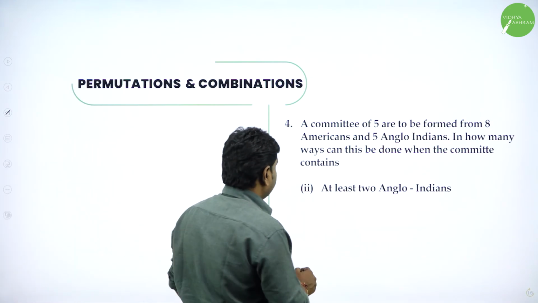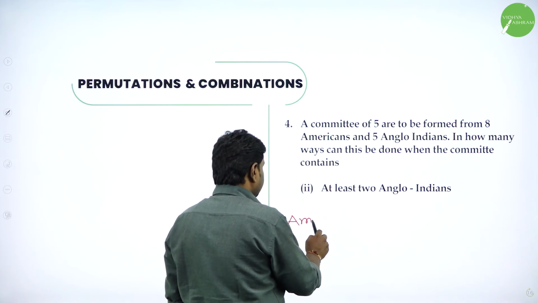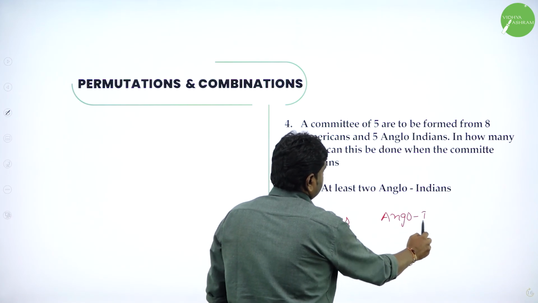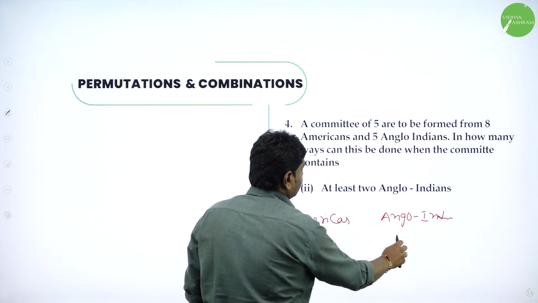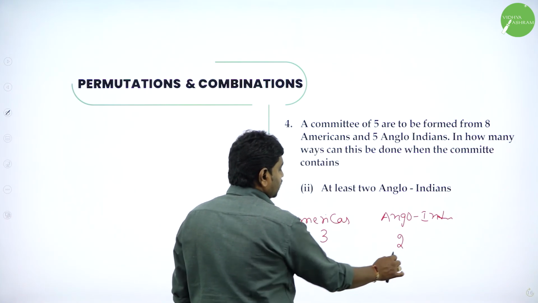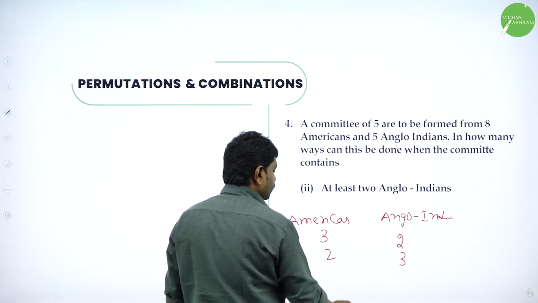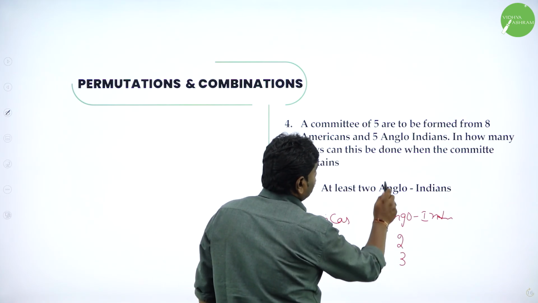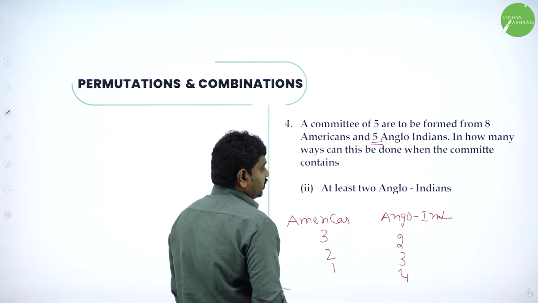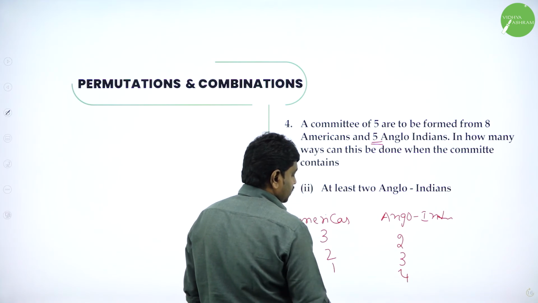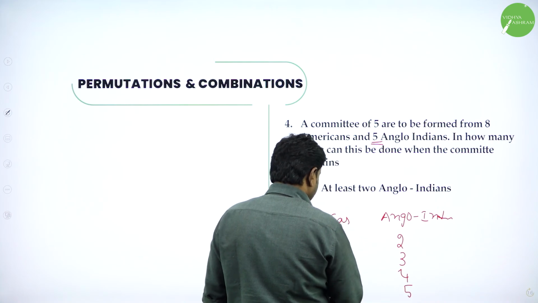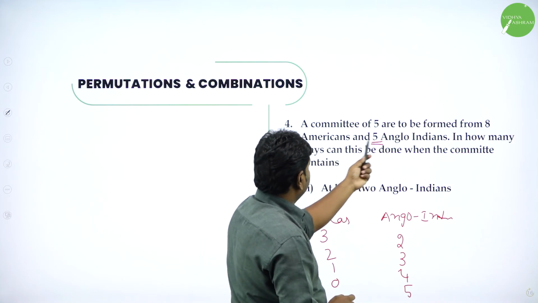At least 2 Anglo-Indians. See, Americans, Anglo-Indians. Here they mentioned at least 2 Anglo-Indians, which means 2 or more than 2. If I select 2, here I should select 3. If I select 3, here I should select 2. There are 5 Anglo-Indians. If I select 4, here I should select 1. If I select all 5 Anglo-Indians, no need to select Americans.